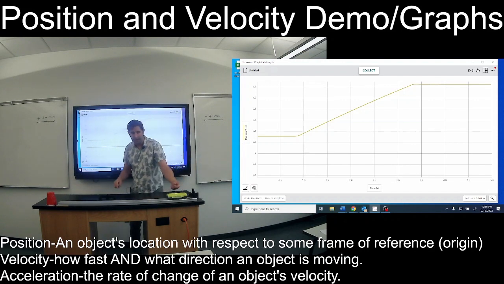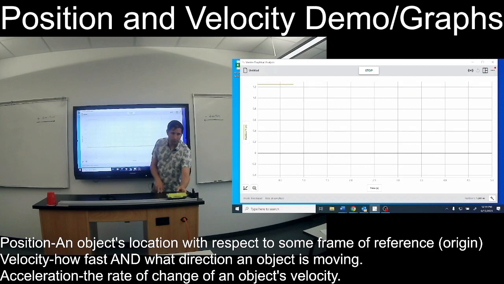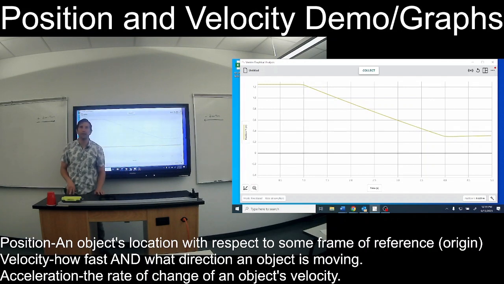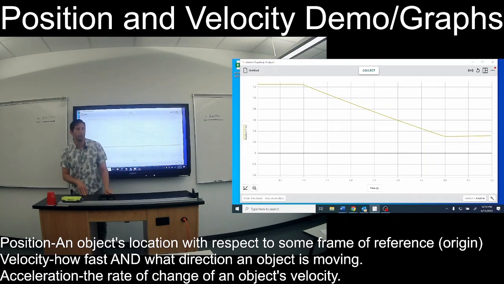Okay. If I hit it and move it in this direction, in this case, we could say the object had a negative constant velocity. It was moving in the negative direction, and it was moving consistently the whole time, same speed, up until the very end when I put my hand on it and stopped it. Okay. So let's look at what it looks like when the object accelerates.